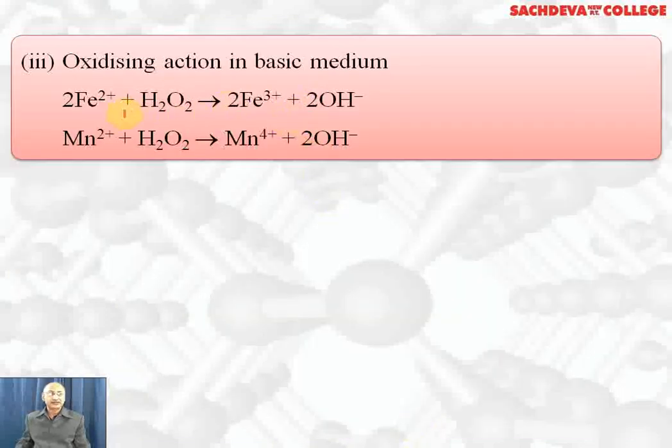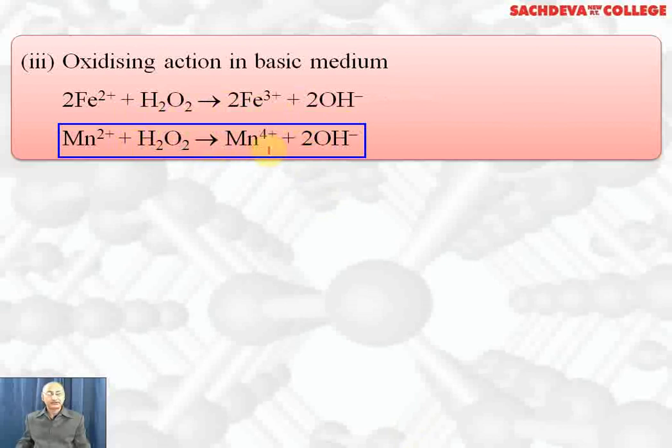Oxidizing action in basic medium. Ferrous ions are oxidized to ferric ion in basic medium by H2O2, with OH ion. Mn2+ is oxidized to Mn4+ by H2O2, and 2 OH ion will be formed.